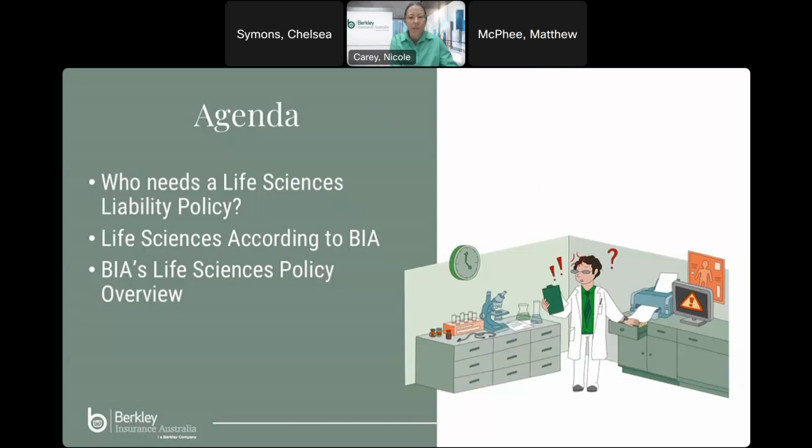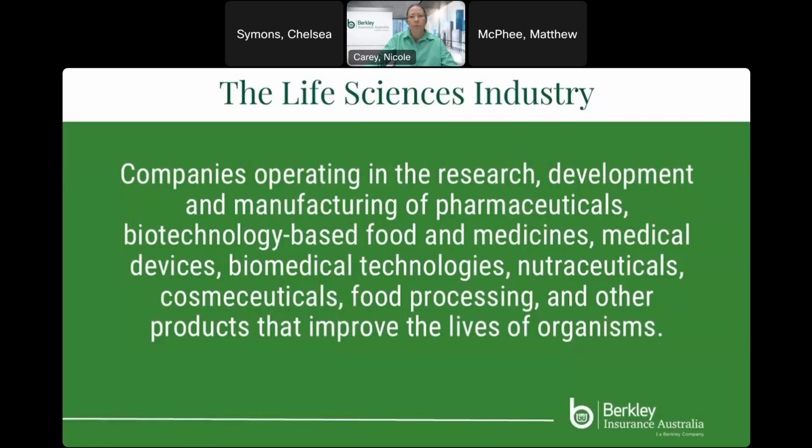This is just a brief agenda to let you know what we're going to cover today. I'm going to start with who needs a life sciences insurance policy, what life sciences is according to Berkeley Insurance Australia, and then I'm going to run through an overview of what our policy actually covers, so that just to give you an idea of what coverage is available under there for you. So let's start with what is the life sciences industry.